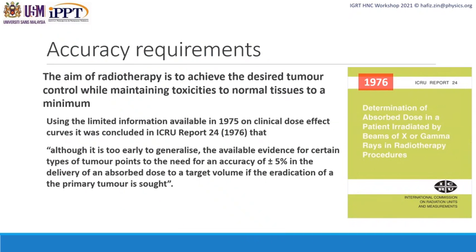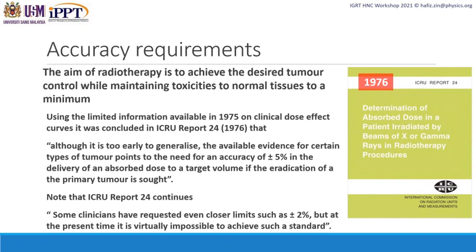The accuracy is important in order to achieve the desired tumor control while maintaining toxicities to normal tissues to the minimum. In this ICRU report back in 1976, it was stated that an accuracy level of 5% is acceptable. However, further on in the report, it was stated that a dose accuracy level of 2% is desirable, but during that time it was impossible to achieve such standard.